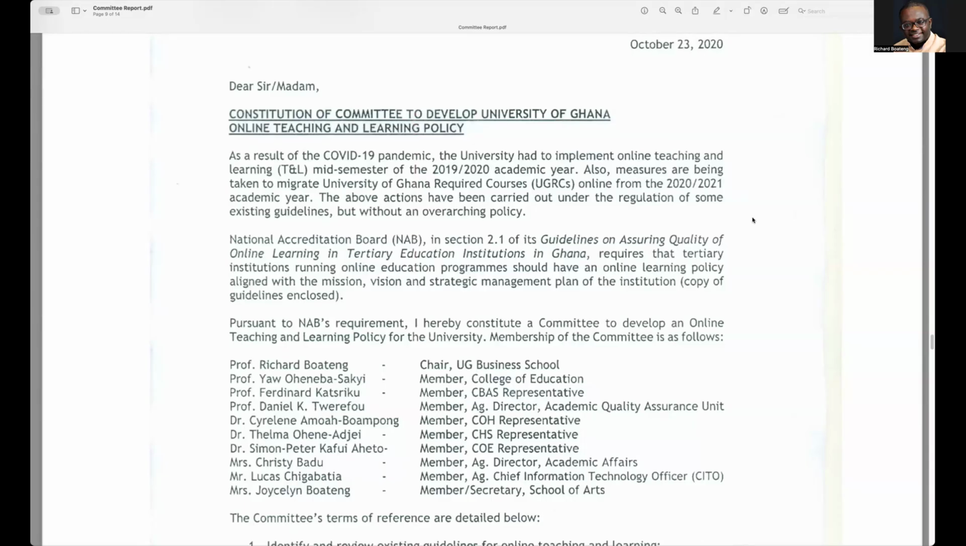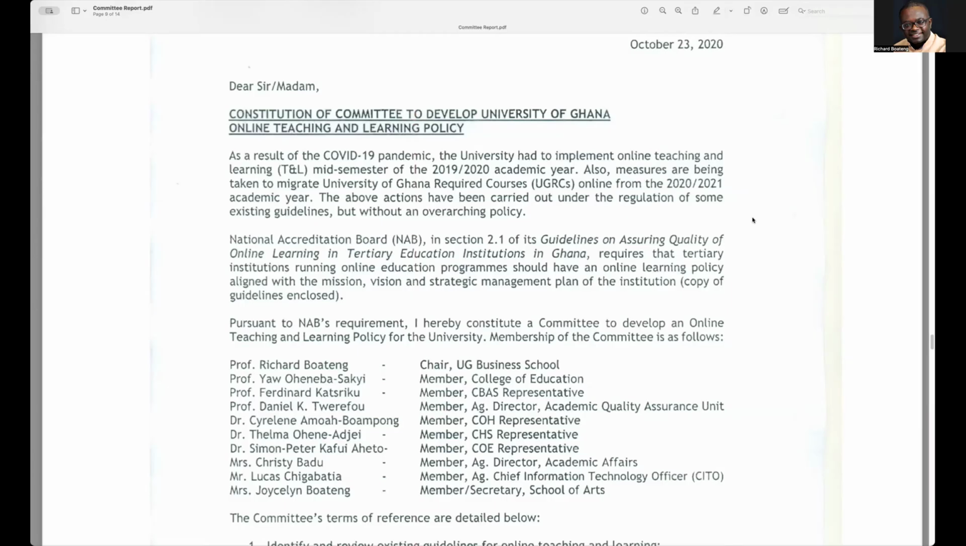And a copy of those guidelines was enclosed. Pursuant to that requirement, not just because of COVID-19, but because we have to adhere, I hereby set up this committee to develop an online teaching and learning policy. Richard Boatin, who is head of IT, an information systems professor in the business school, and I think I was the head of department too. I finished in 2020, so it's around the same time.